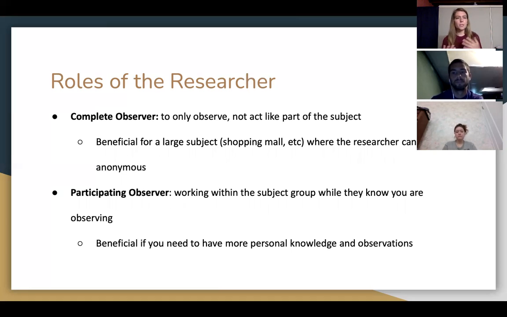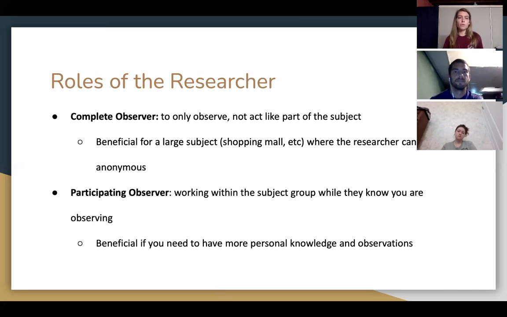And then the third way, probably one of the most common besides the complete observer, is the participating observer. It's just like a combination of the two. You work within the group and they know you're observing. So you are participating with them, maybe going along their day, or, say I'm a student in another classroom being a student, but they know I'm taking notes, that this is for research. They know that I'm observing.